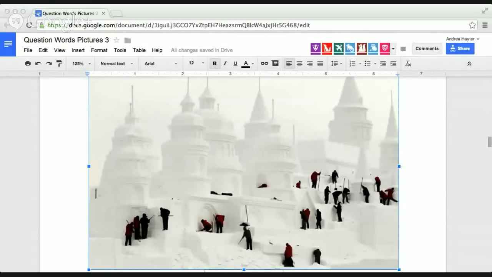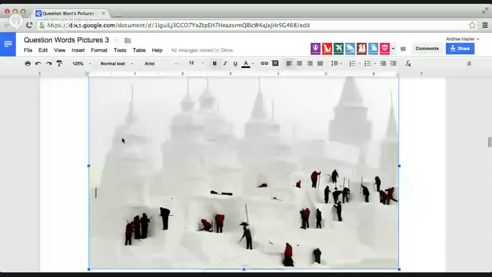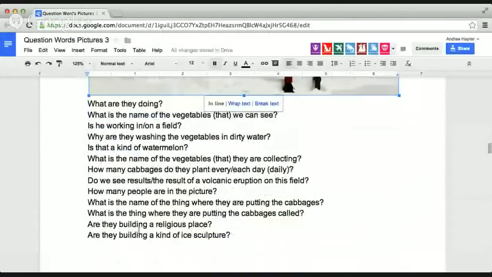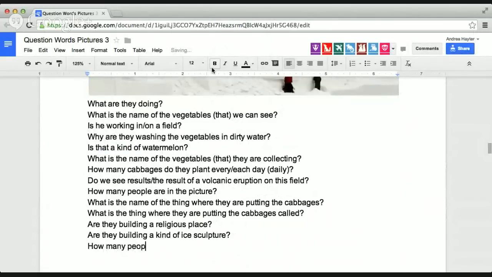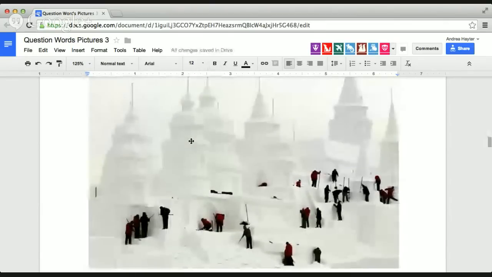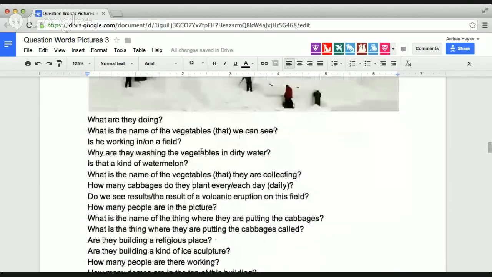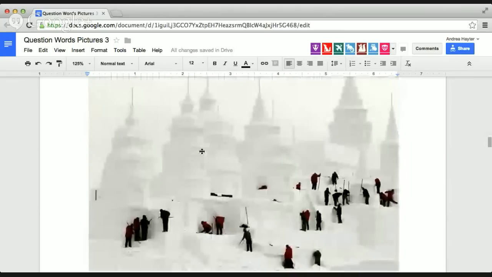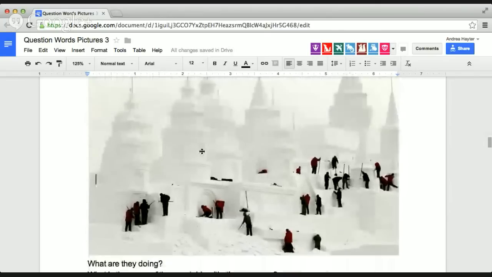How many people are there working? How many people are there working? Good. What else? How many domes are in the top of this building? These domes are these curved parts here. Okay, other questions? A difficult one. I'm going to try.